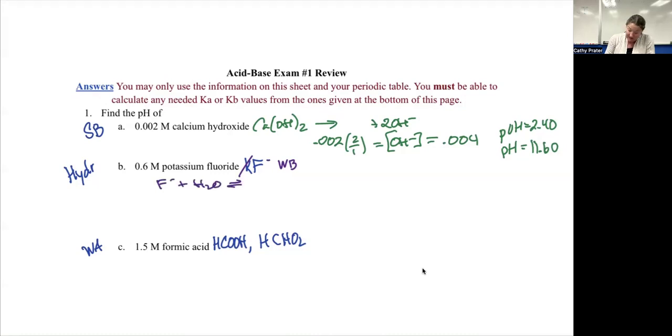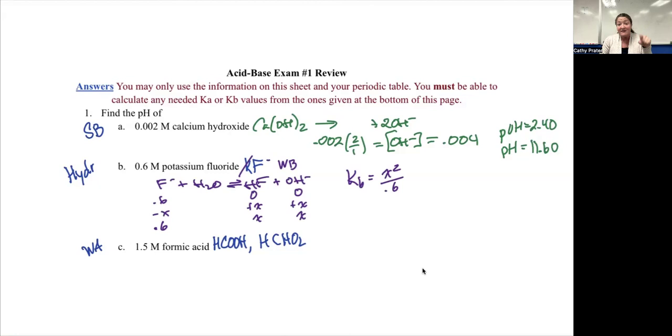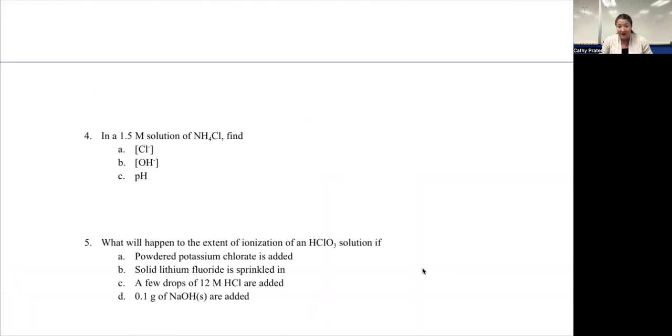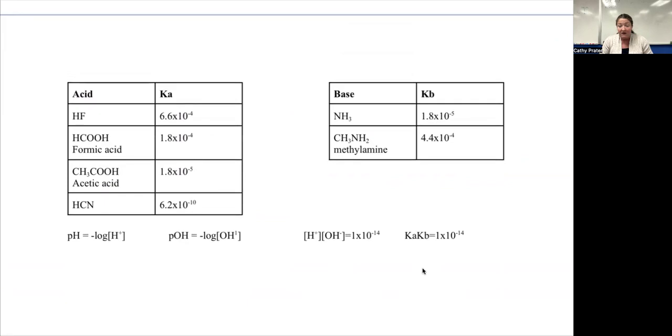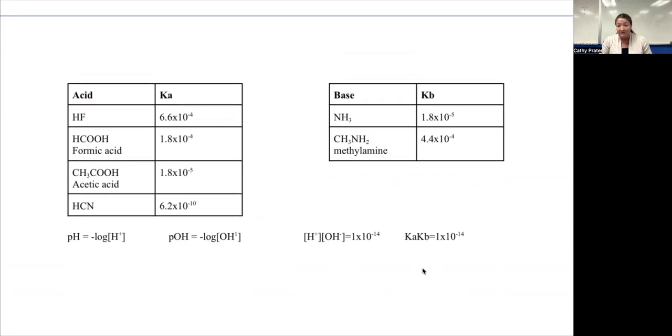So I'm going to write the reaction with water. It's going to steal an H from the water and produce hydroxide. 0.6 minus x is still 0.6 because our assumption is valid, always. So now I'm going to need to do a Kb problem. The issue is you have to deal with the Ka's and Kb's that are given on the bottom of this page. If we go down here, notice there's no Kb for F-. There is, however, a Ka for HF, so we are going to be able to calculate the Kb we need.